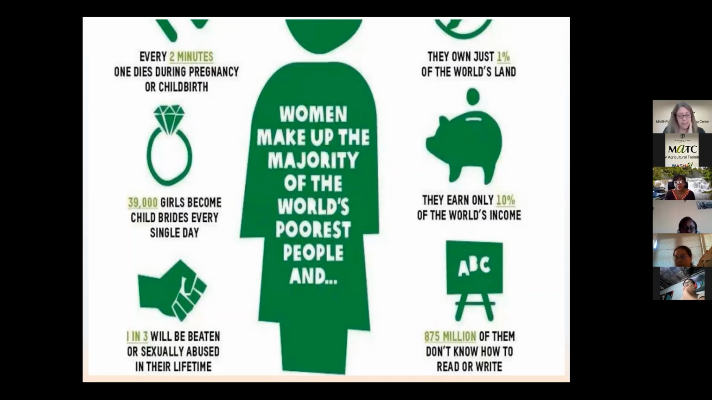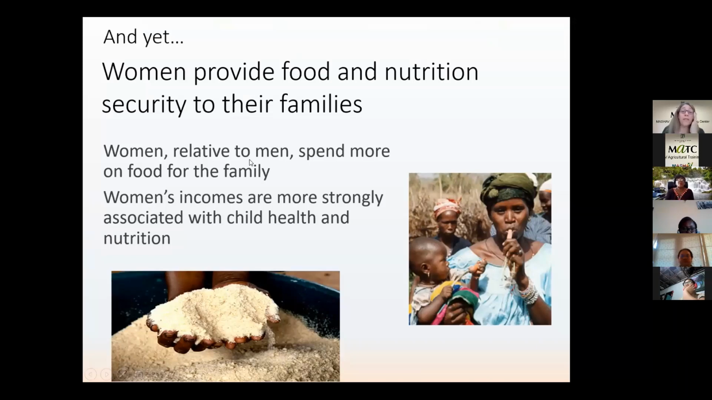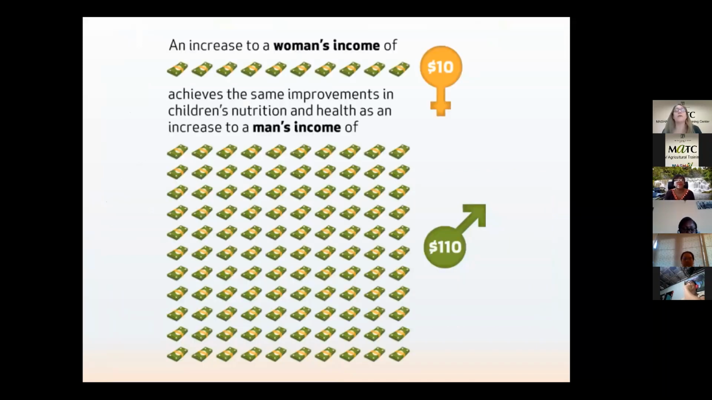And in certain areas of sub-Saharan Africa, 1/3 of the men and half of all women are illiterate. And yet, women provide food and nutrition security for their families. Women, relative to men, spend more on food for their family, and women's incomes are more strongly associated with child health and nutrition. This is from FAO infographics, and here we see that an increase in only $10 of a woman's income provides the same effect and improvement in child's nutrition and health as an increase of $110 in a man's income.